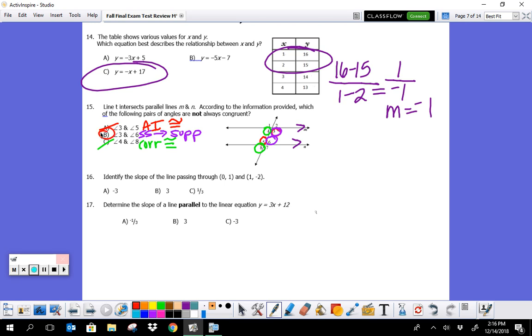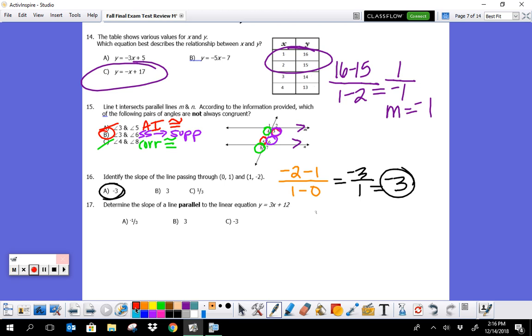Number 16, identify the slope of the line passing through (0, 1) and (1, negative 2). All right, so I'm going to use the slope formula, which is y2, so that's negative 2 minus y1, which is negative 1, and then I'll have 1 minus 0 on the bottom. Wait, correcting: negative 2 minus 1 is negative 3, 1 minus 0 is 1, and negative 3 divided by 1 is negative 3, which is A.